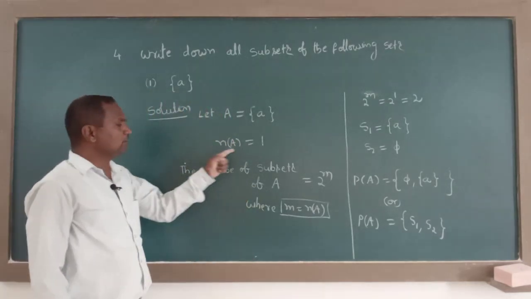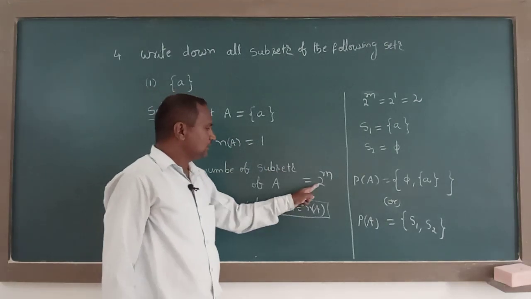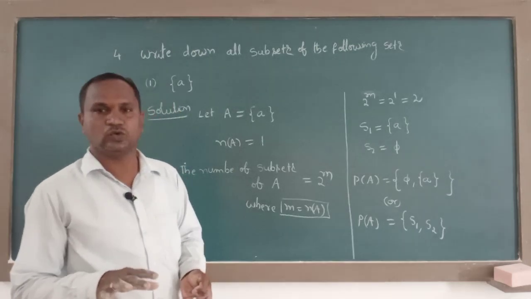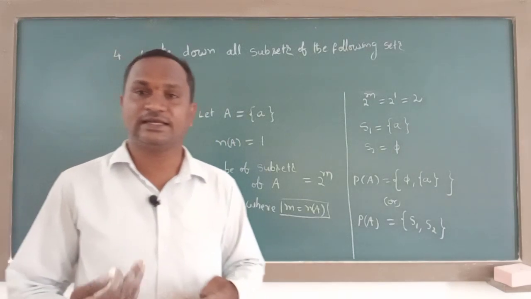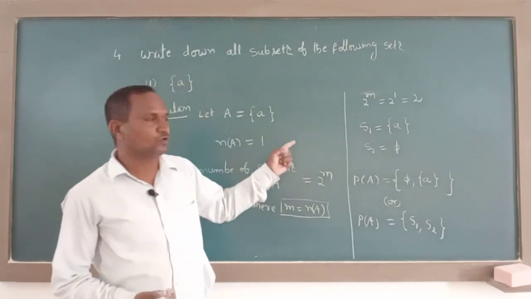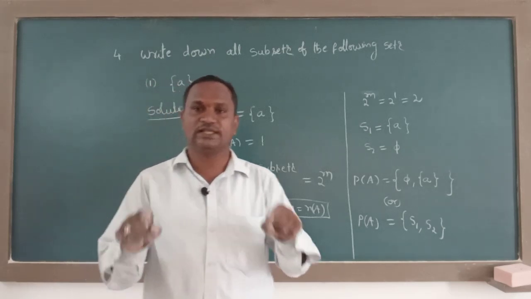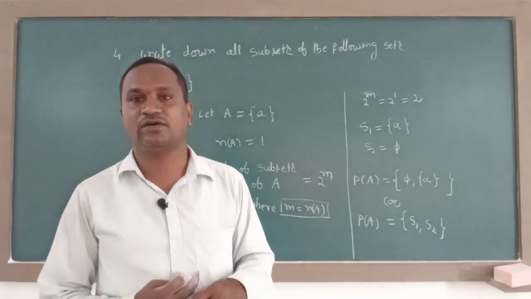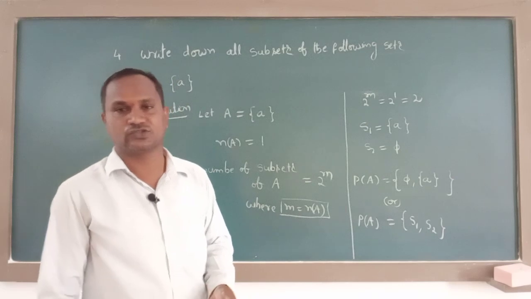Only one element means n of A is equal to 1. That is the 2 to the power of m formula. We are using this formula to find the number of subsets of a set A. Based on the number of elements, we get the number of subsets here. Here only one element is there, so 2 power 1 is equal to 2. That is, we will get 2 subsets. Afterwards you arrange them within flower brackets, then that set forms the power set. Set of all subsets is a power set. Now we are going to move on to solve the second question.